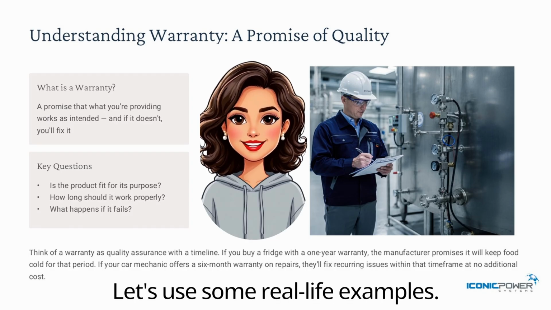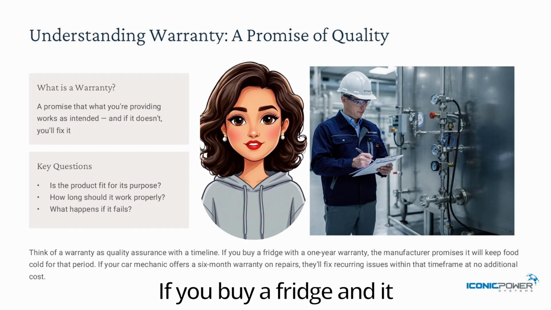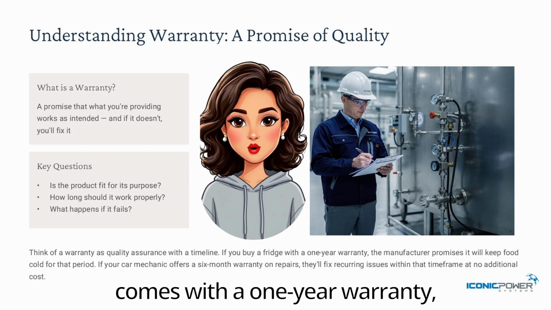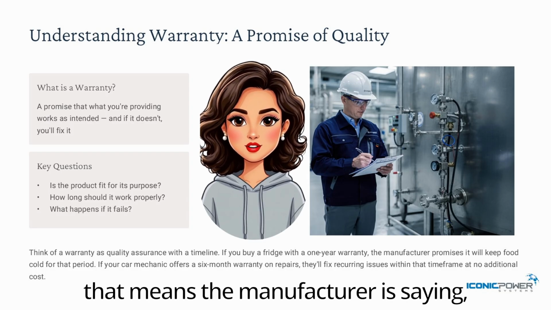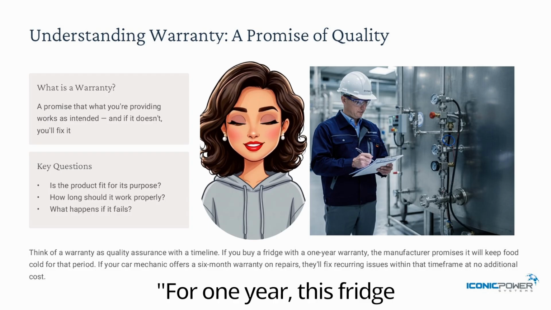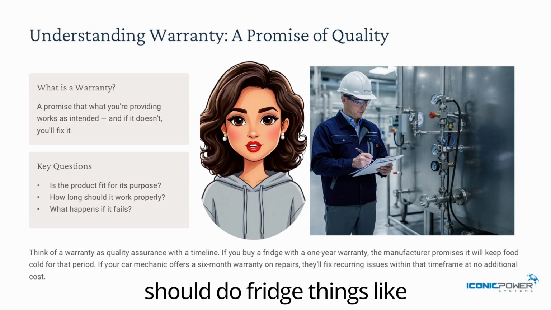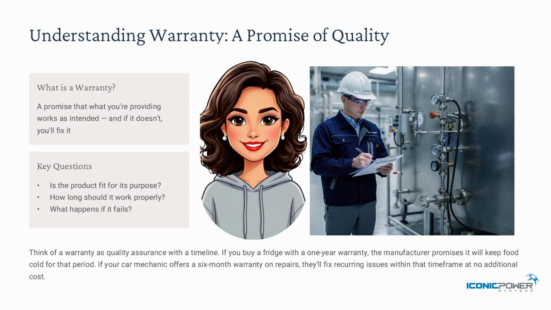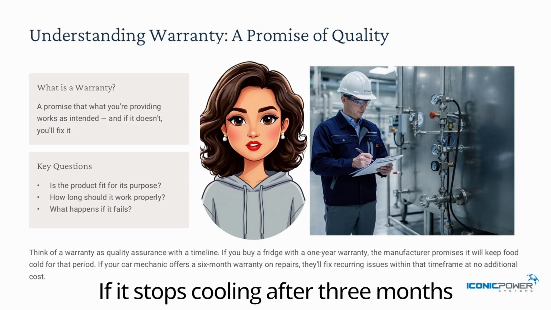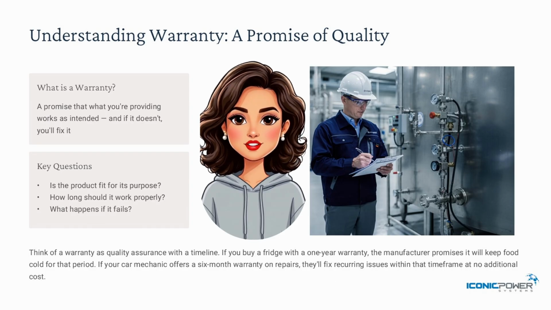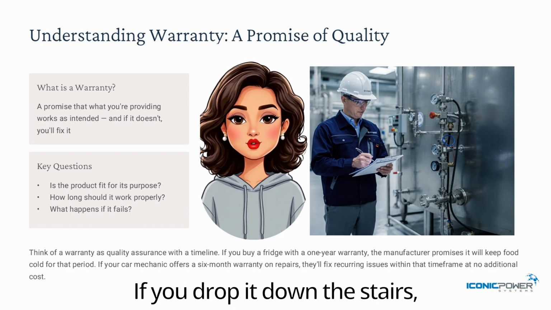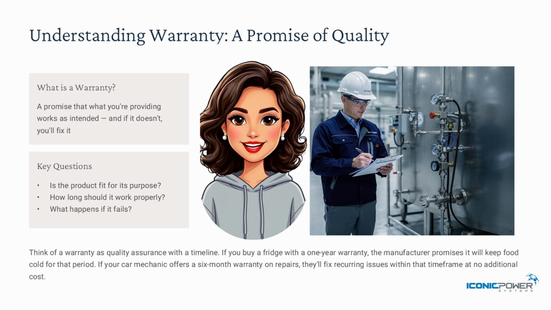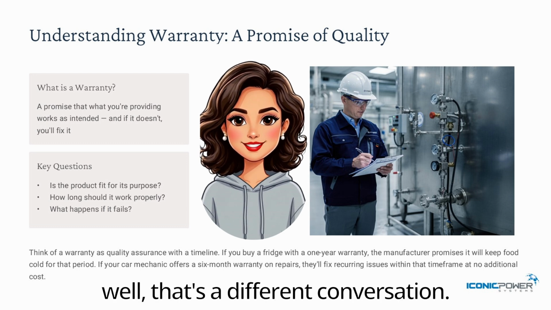Let's use some real life examples. If you buy a fridge and it comes with a 1 year warranty, that means the manufacturer is saying, for 1 year, this fridge should do fridge things like keep your food cold and not catch on fire. If it stops cooling after 3 months because of a defect, the warranty kicks in. If you drop it down the stairs, well, that's a different conversation.